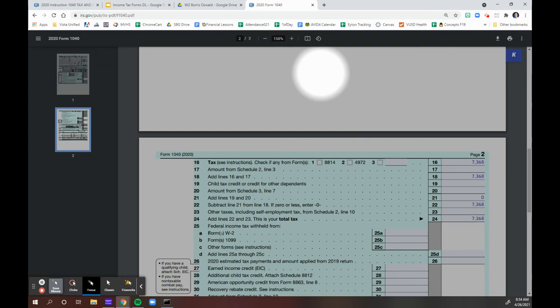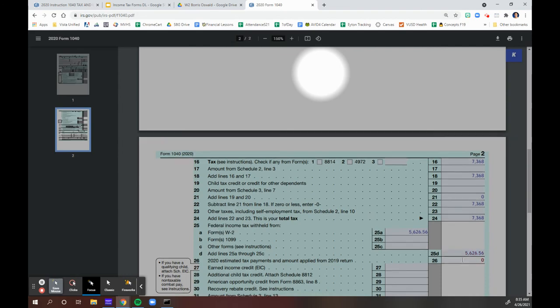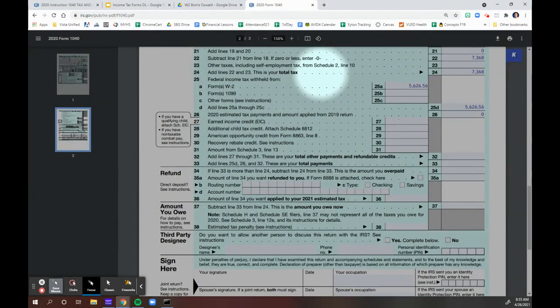25A. 25A is the federal income tax that's withheld that is stated on the W-2. So that was the $5,626.56. That also carries over to line 25D. 26 is 0. There were no estimated taxes that were paid. 27 through 31 do not apply. So on line 32, that would be adding 27 through 31. So that is 0.